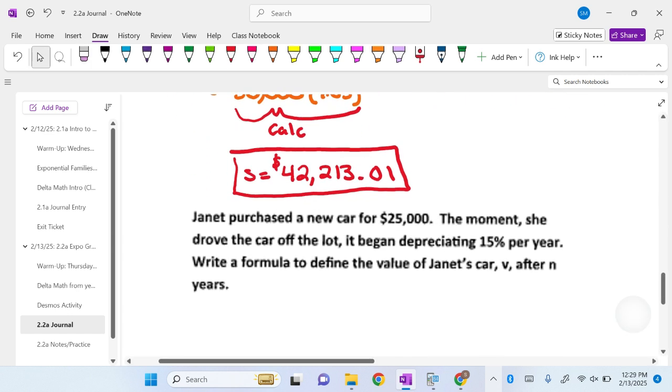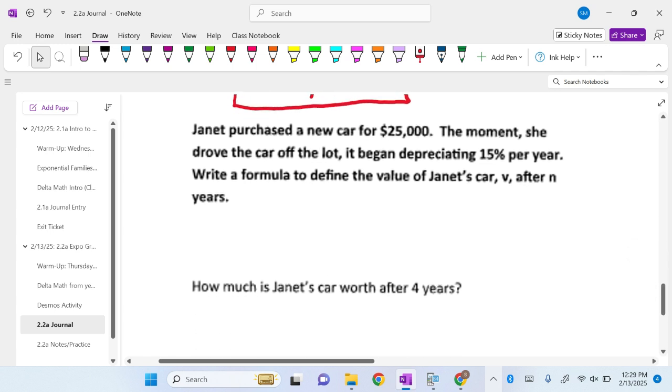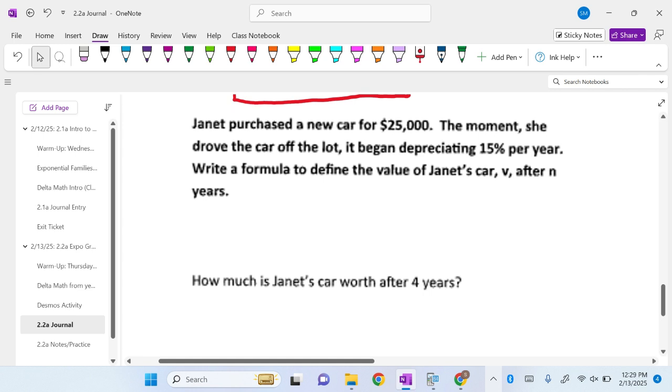All right, let's try another one. So, Janet purchases a new car for $25,000. The moment she drove the car off the lot, it began depreciating 15% per year. Write a formula to define the value of Janet's car V after N years. So first off, someone raise your hand, tell me an important piece of information that we need.